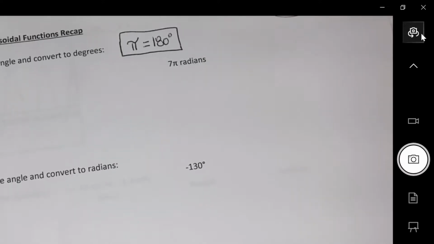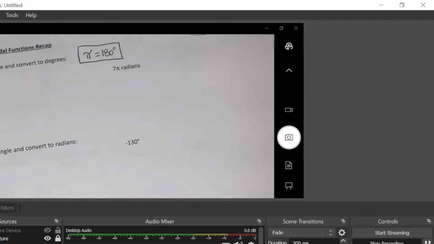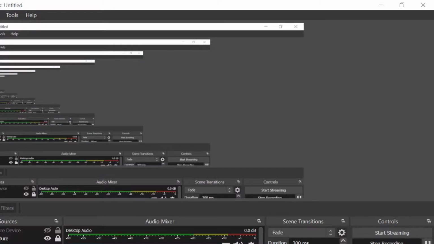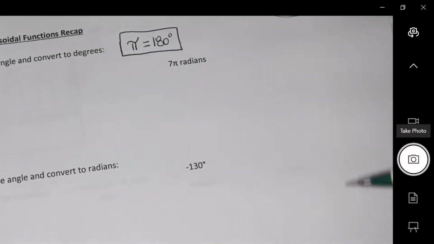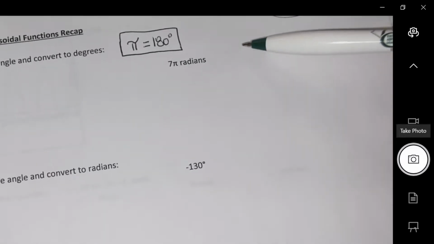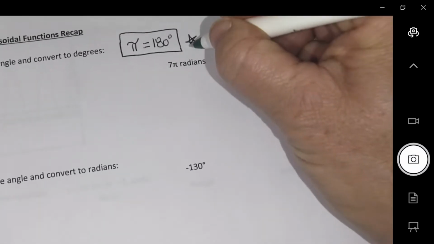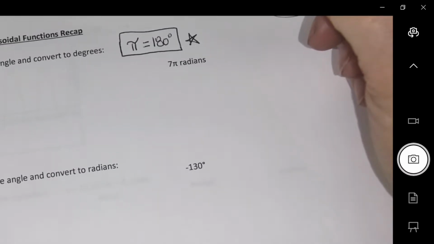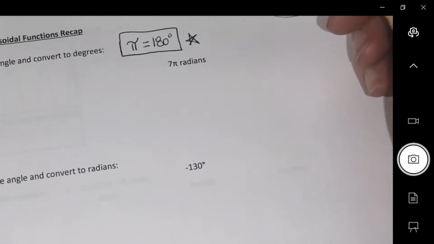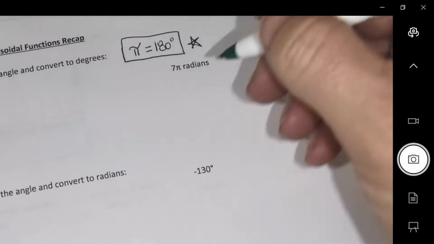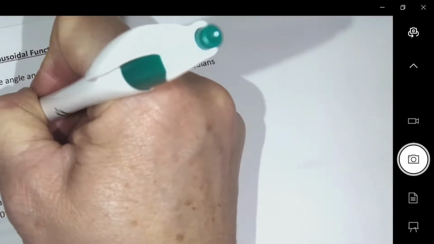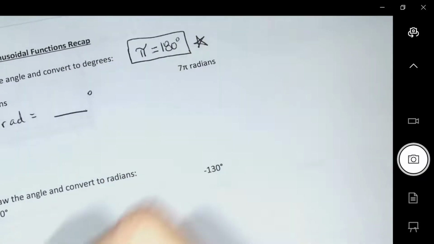Yeah, it's called a recap. Unit 8, recap. Okay, pi is 180 degrees, so that is to be memorized. Everyone's good? 1 pi is 180. 2 pi is always considered the full circle. Okay, so 5 radians equals how many degrees?